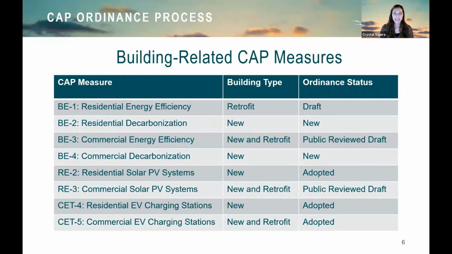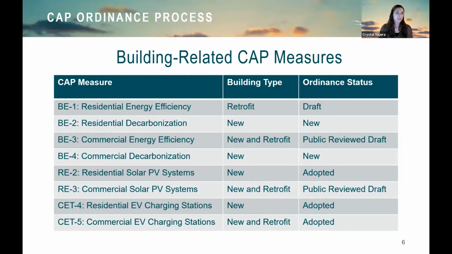So let's start diving in. These are all the building related CAP measures that we have in our climate action plan, and there's 8 of them. A few of them we've already adopted, a few of them we've been working on, but haven't been adopted by council, and a couple of them are new. So I'll go over each one.